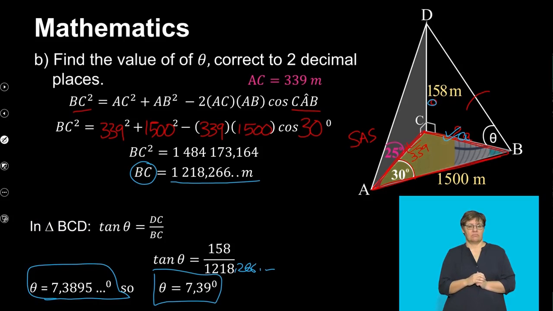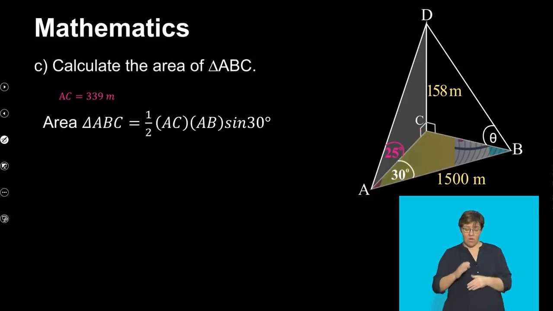Okay, so there's another question, and they've asked us to calculate the area of triangle ABC. So they want us to calculate the area using this base angle here. That's pretty simple, because remember, we already found this to be 33.9 degrees.